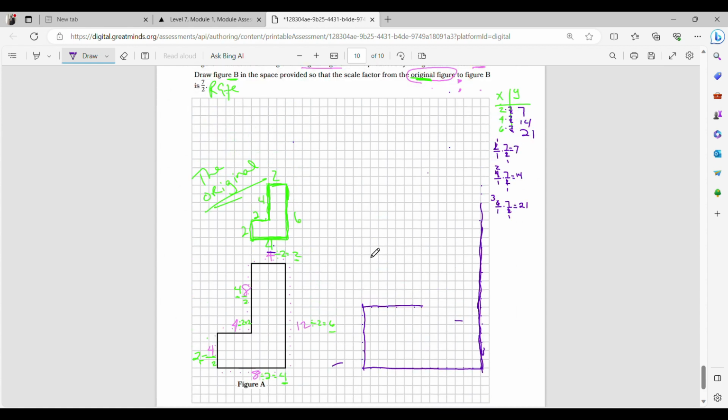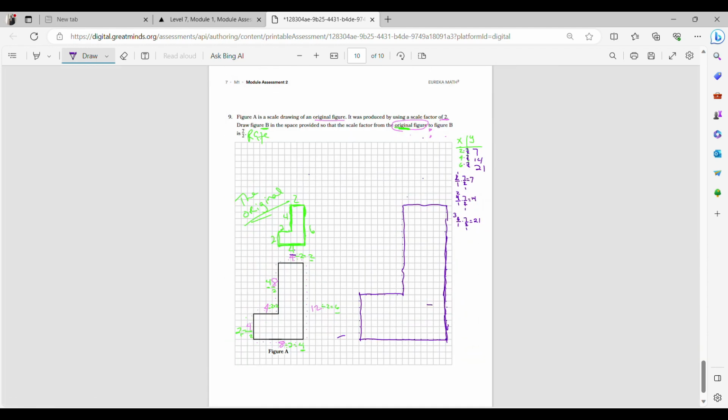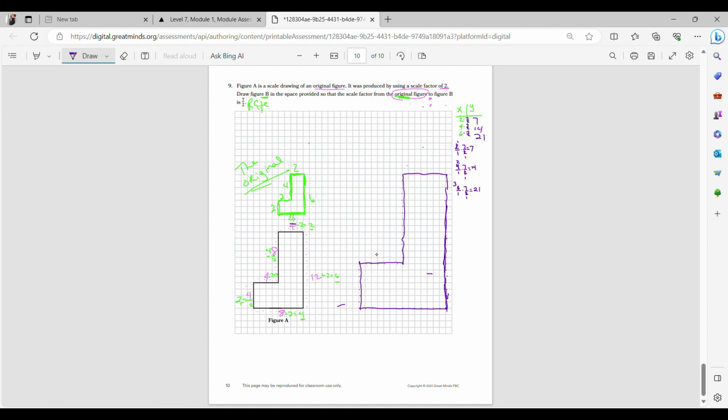Four is 14. Let's go. 1, 2, 3, 4, 5, 6, 7, 8, 9, 10, 11, 12, 13, 14. And then these connect over here. Boy, that's an ugly drawing.